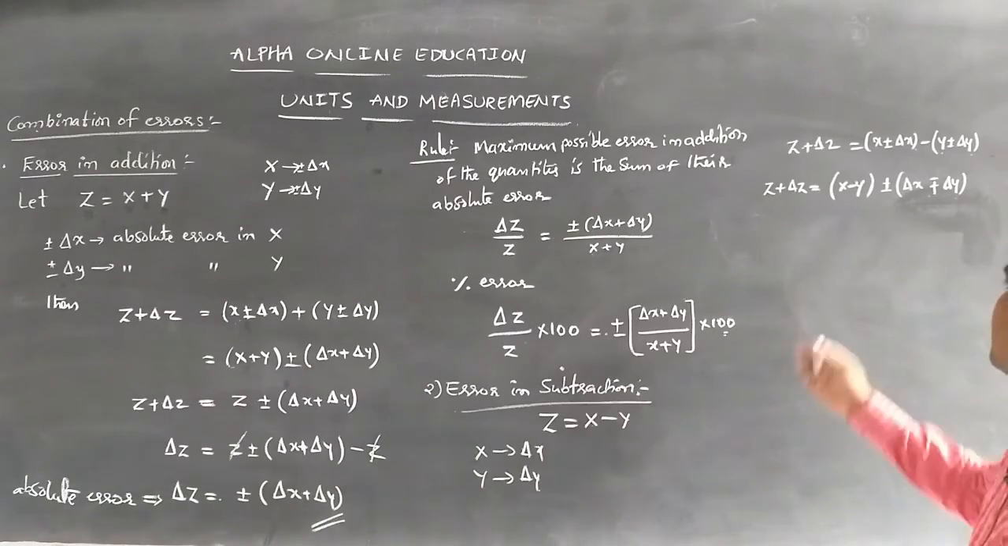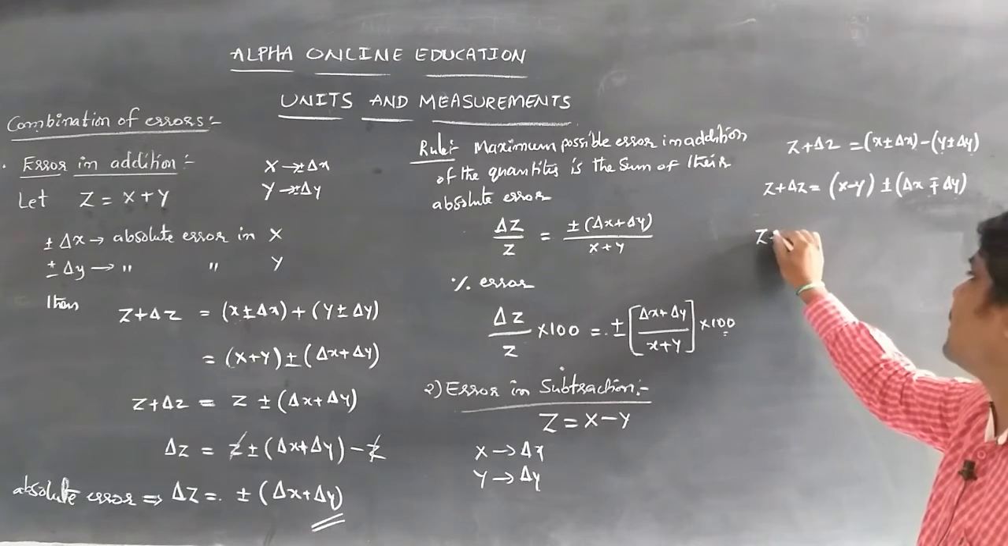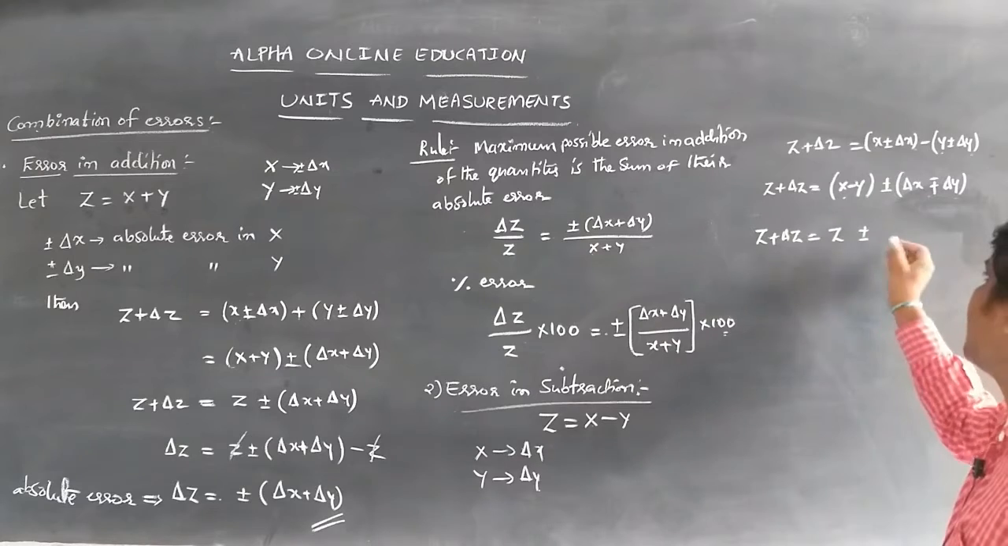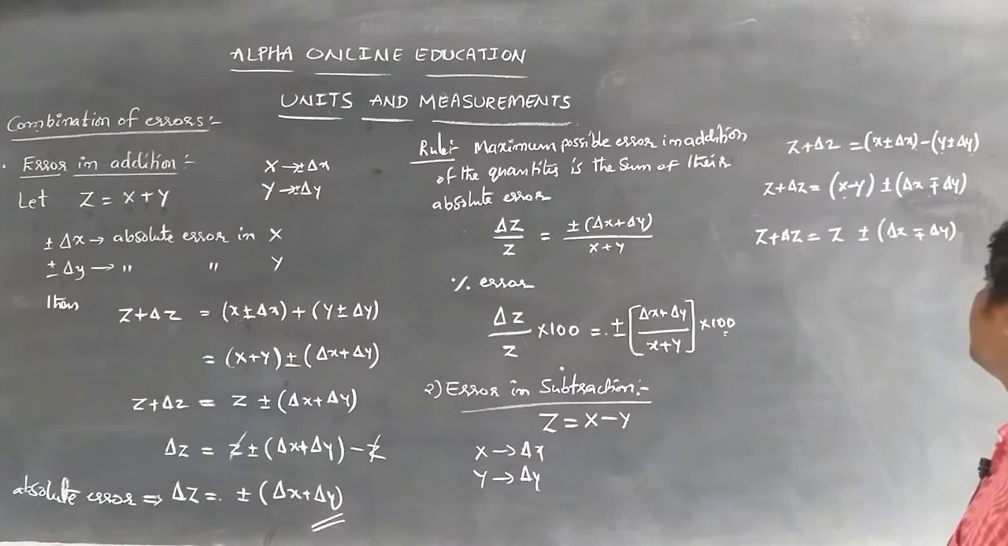We can write that, same as we did for the error in addition, the same thing is there: Z plus delta Z is equal to, here we know Z plus or minus delta X minus or plus delta Y.